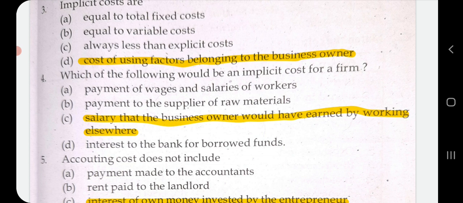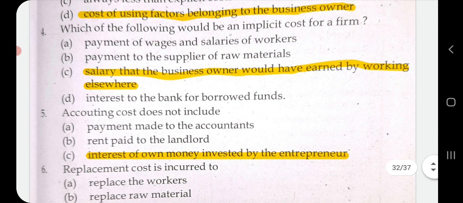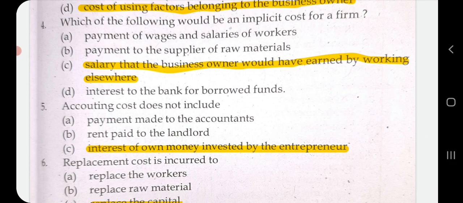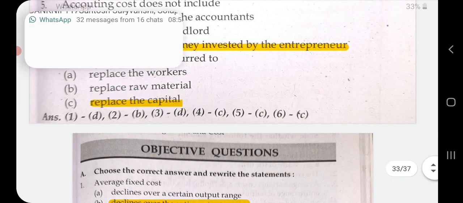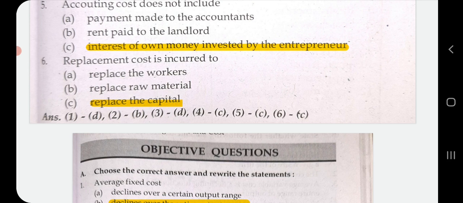अगर वही बिजनेस ओनर कहीं और पे काम करता तो उसको सैलरी मिलती, बट ही इज वर्किंग इन हिज ओन इंडस्ट्रीज और इन हिज ओन बिजनेस, so therefore he is not getting any salary, and that cost is known as an implicit cost. So the fourth question का correct option है C. Fifth question, accounting cost does not include, and the correct answer is C, interest of own money invested by entrepreneur. Sixth question, replacement cost is incurred due to dash dash, and the correct answer is replace the capital. C is the correct answer.